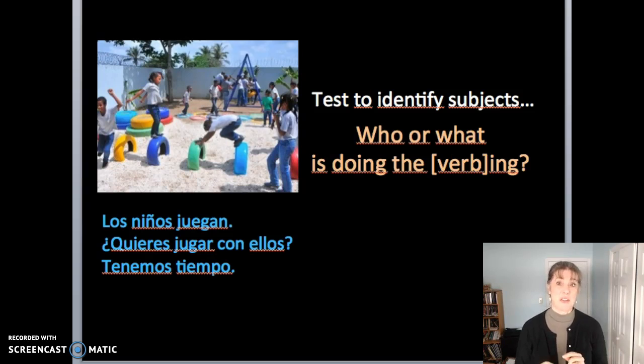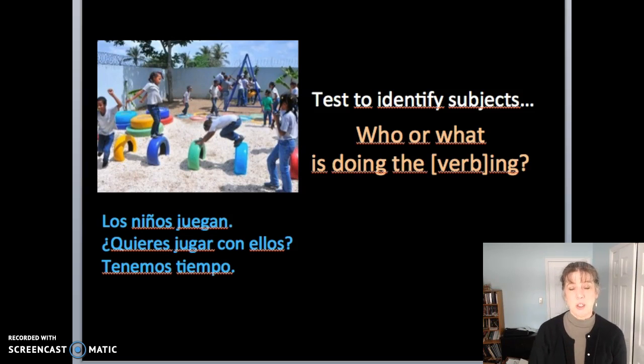Let's take a look at an example in Spanish. You're going to see how things are different. In this particular picture, we can say, los niños juegan. ¿Quieres jugar con ellos? Tenemos tiempo. So on the first sentence, you can see, los niños juegan. Jugar is the verb to play, and it's clearly the children who are playing. So in the first sentence, the subject is clearly stated.